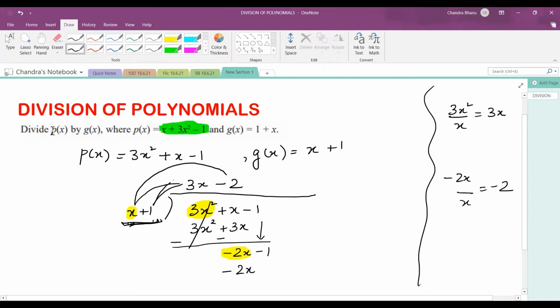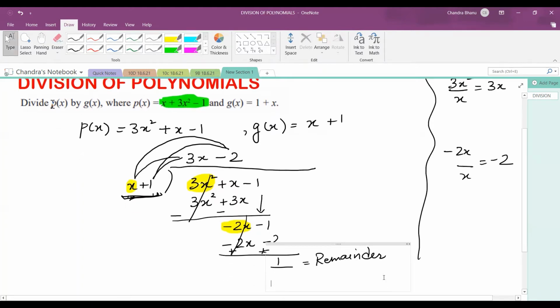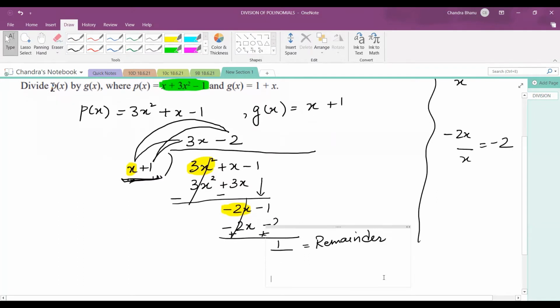Then 1 will get multiplied with minus 2. It will be minus 2. Change the signs in the second row. So what is my remainder here? The remainder is minus 1 plus 2, it is 1. This is my remainder. Now in division of polynomials, when will we stop the division?